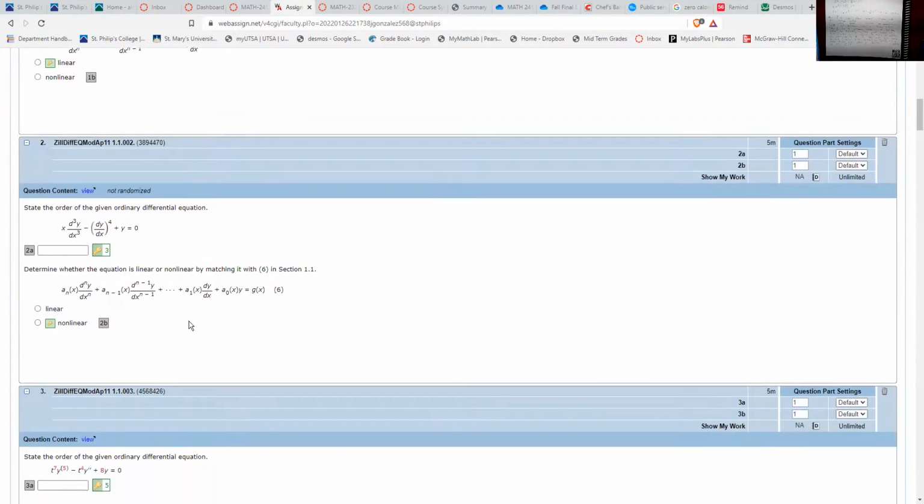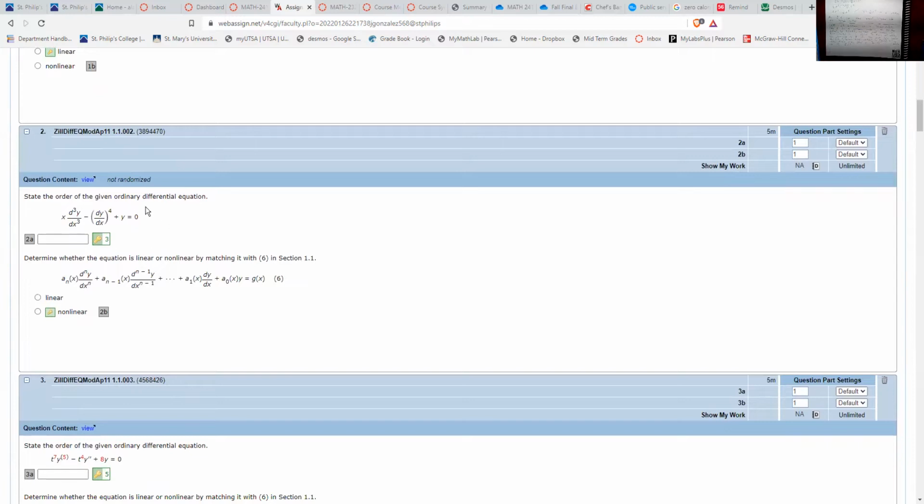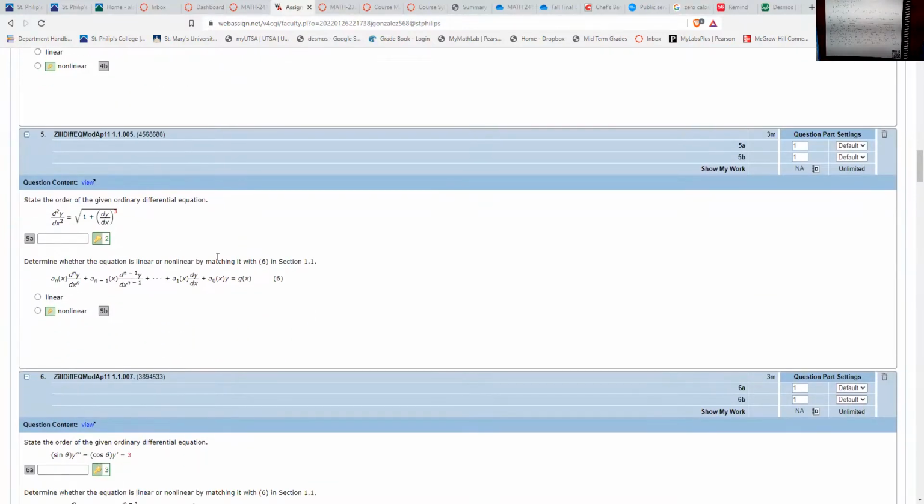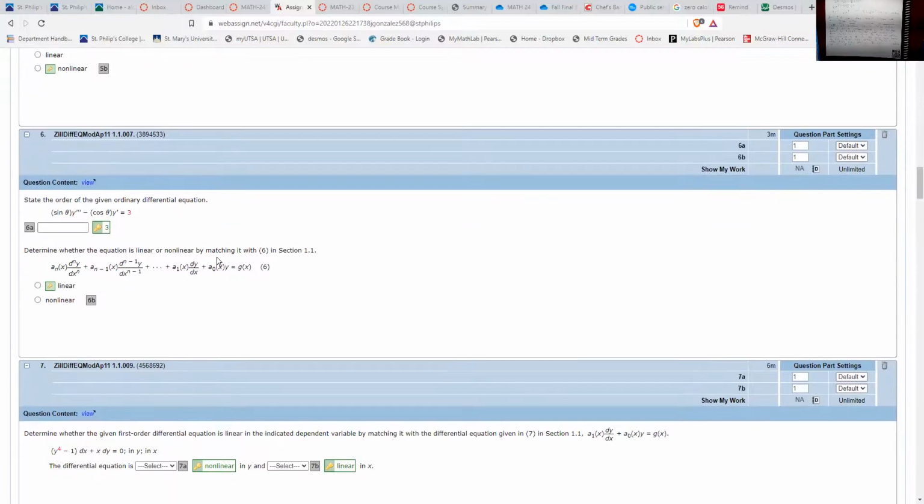We did something similar to this in the notes. The highest order is 3. This has a power on the actual derivative. So when you see a power on anything that has to do with a y, or I should say the dependent variable, then it's nonlinear. But this is the same type of stuff. So let's see something different.